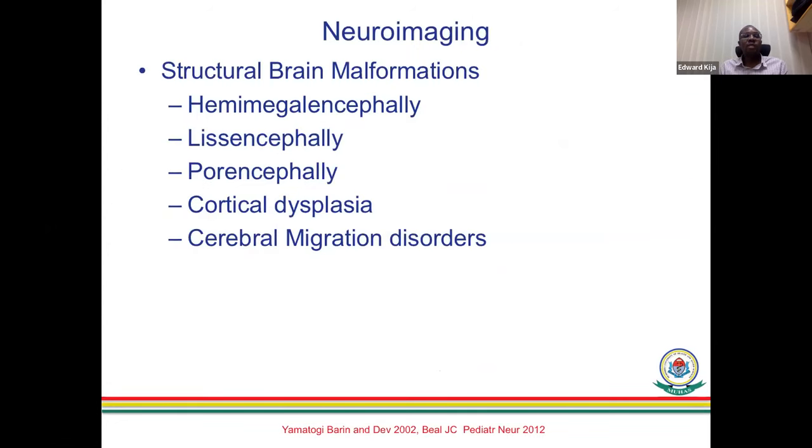As for neuroimaging, it may show some structural brain malformation. It may present with hemimegalencephaly. It may present with lissencephaly or pachygyria. Some cortical dysplasia and cerebral migration disorders have also been reported in patients with early infantile DEEs.